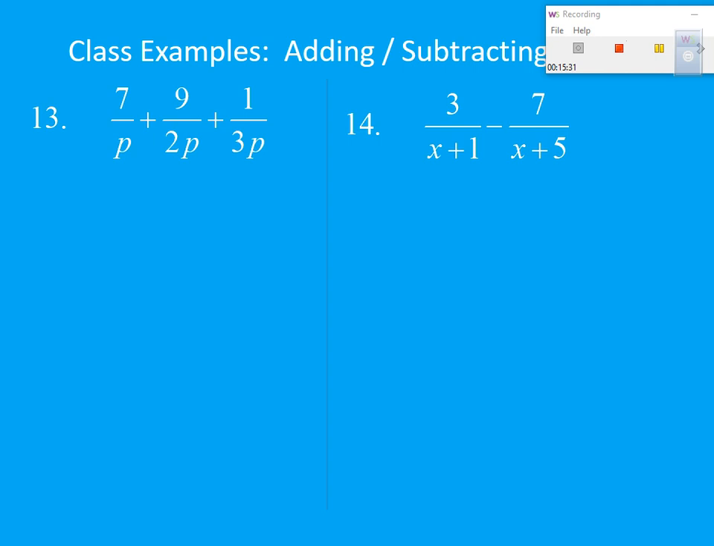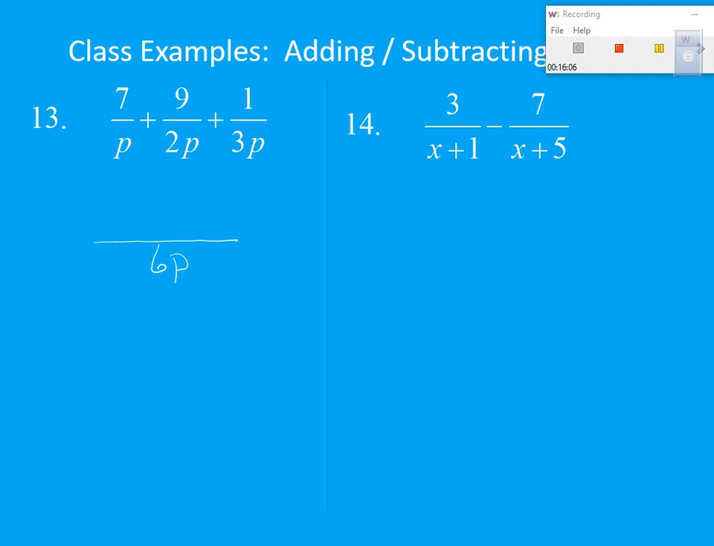Here's my number 13. Got 7 over p plus 9 over 2p plus 1 over 3p. When you go to figure out your common denominator, it's got to have a p in it because of that right there. It's got to have a 2 in it. It's got to have a p, but you already have that. It's got to have a 3, and it's got to have a p in it. So my common denominator is really 6p. Which, if you really look at it, the least common multiple between a 2 and a 3 is a 6.